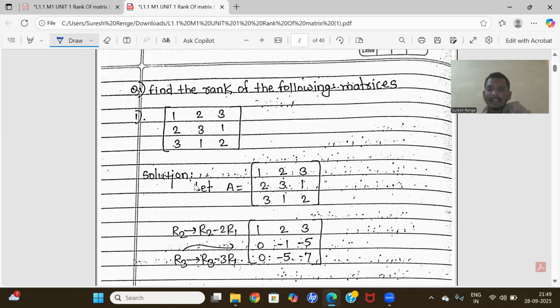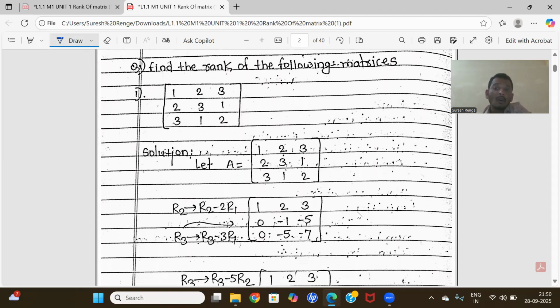Let A be the matrix; write down the matrix as it is. Now we want to convert that matrix into echelon form by using elementary row operations. Let us observe what we are doing, then we will understand the method to convert this matrix into echelon form. The first non-zero element in the first row is called the leading element. Here the leading element is 1. Whatever elements lie below it, we make those elements 0.